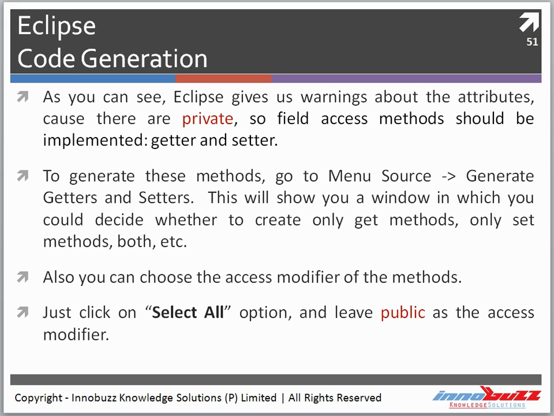A window will be shown in which you can select which methods to create for each attribute and the access modifier as well. If you're going to create the getter and setter methods for all the attributes, just click on the Select All option.